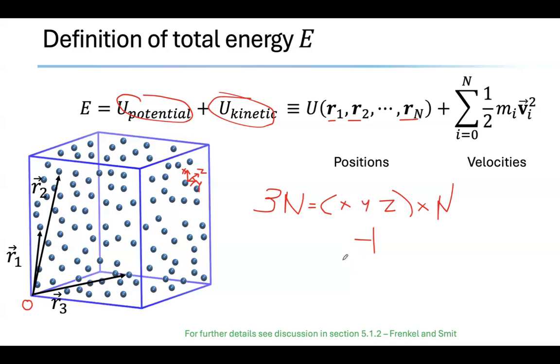So if you want to simulate the system at constant momentum, then once again you have to fix the sum of the x, y, and z velocities at a constant value. Which means that you remove 3 more degrees of freedom. So finally, what you end up with is 3n minus 4 degrees of freedom.